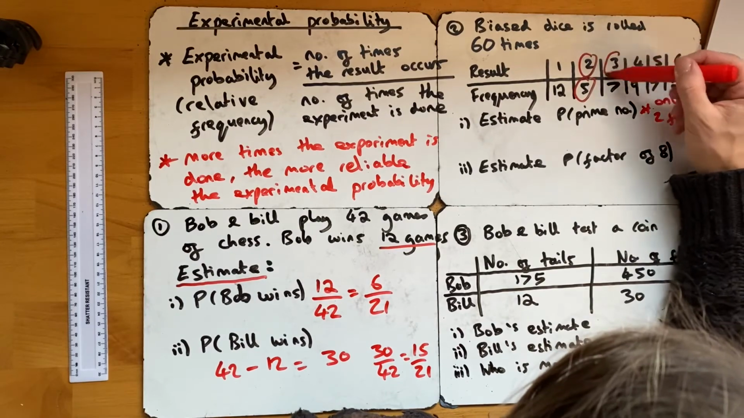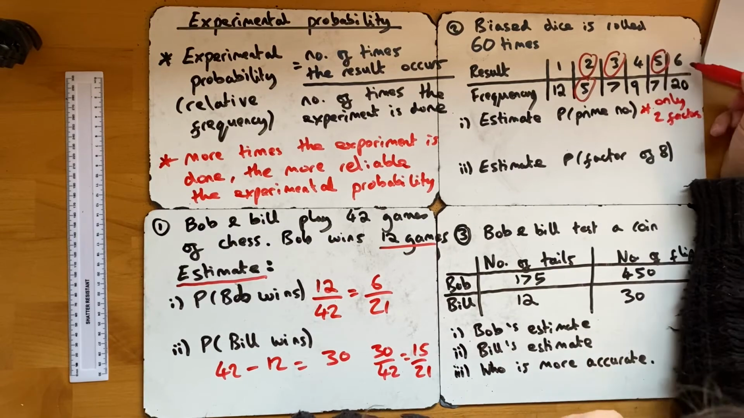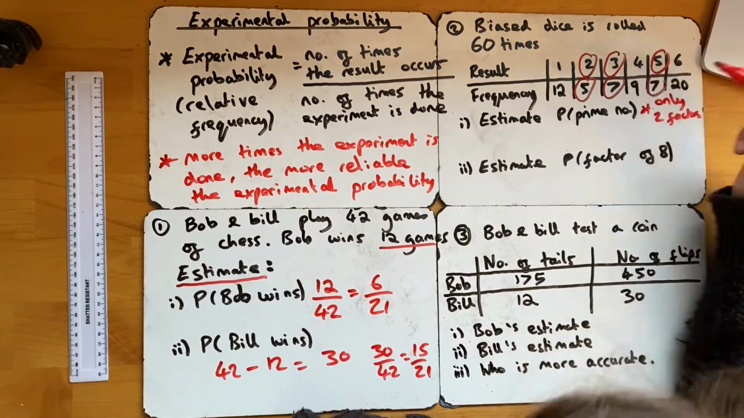3 is prime because it's 3 and 1. 4 is not prime because 2 goes into it. 5 is prime. 6 is not prime because 2 and 3 go into it. So we're looking at the 5, 7, and 7.